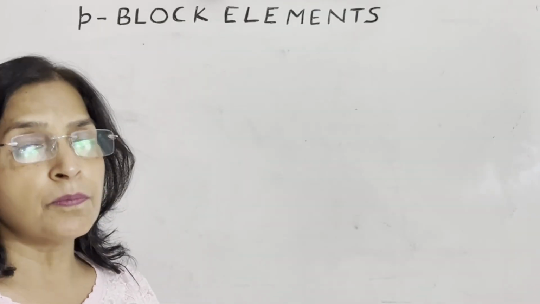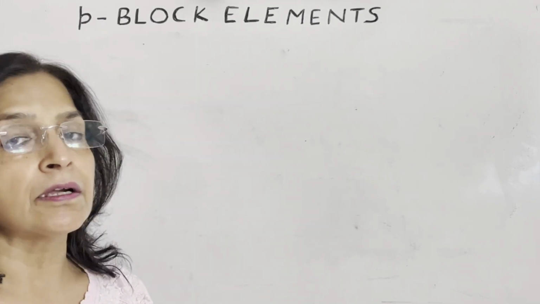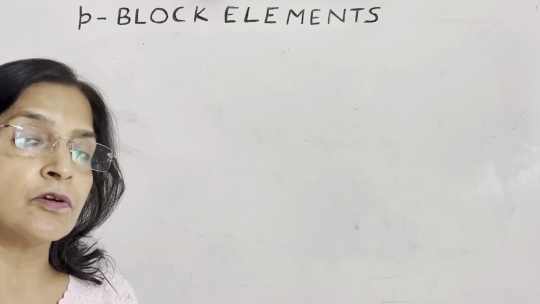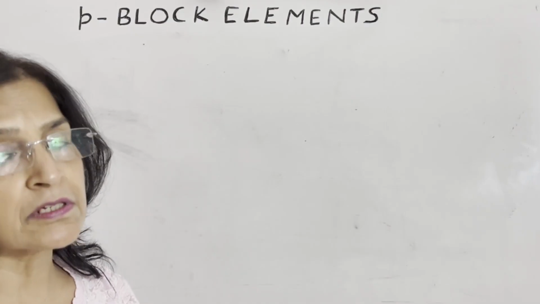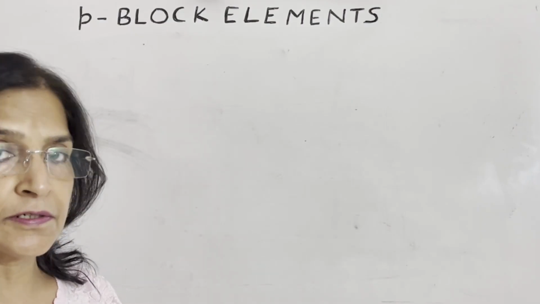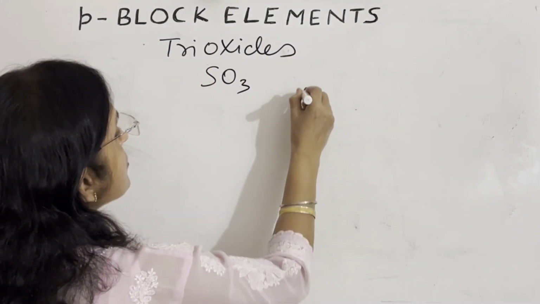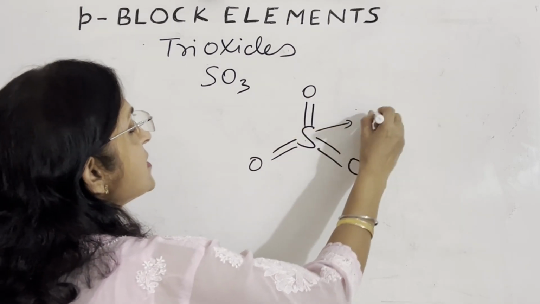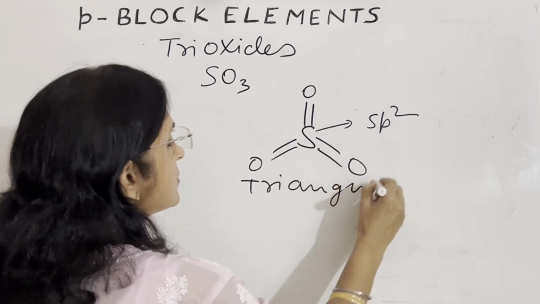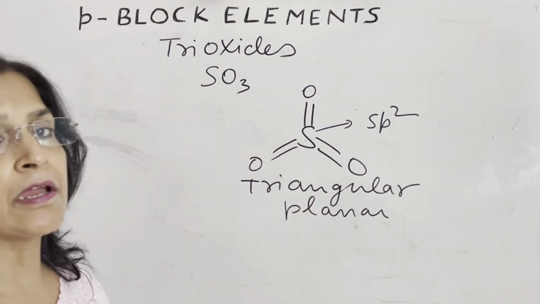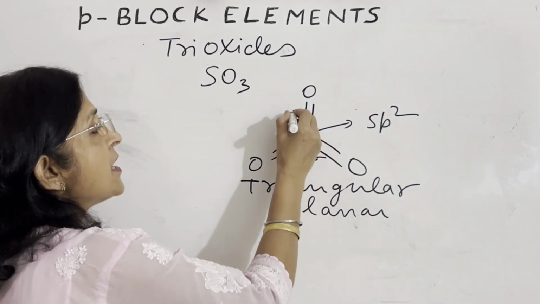As we move down the group, the reducing behavior of these oxides decreases and the oxidizing character increases. Sulfur dioxide is a good reducing agent because the +6 oxidation state for sulfur is more stable than the +4 oxidation state. Now, trioxides. Sulfur trioxide. In sulfur trioxide, sulfur is sp2 hybridized and the molecule is triangular planar. Sulfur trioxide exists in the gaseous state. Van der Waals forces of attraction between molecules are weak. These three bonds are sigma bonds.